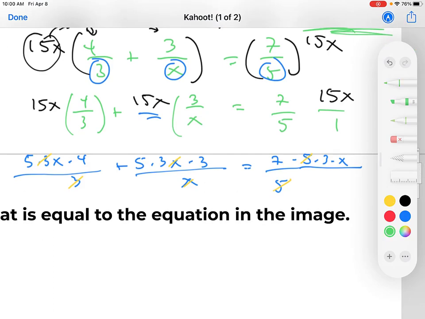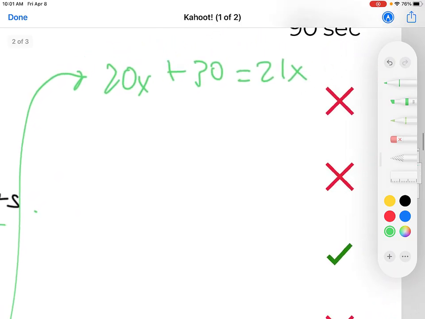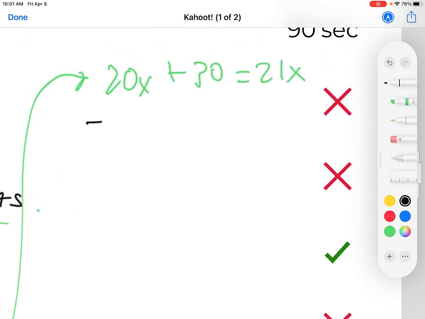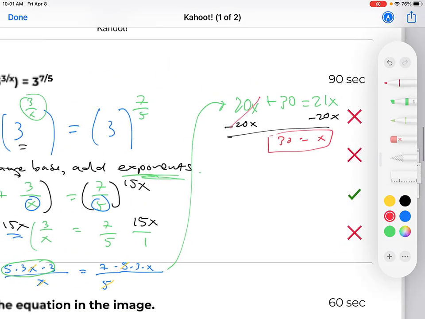You're going to be left with 20x. Right now, space, I'm just going to go up here. 20x, that's 5 times x times 4. And then you multiply all of these, and you're going to get 30. And then you're going to get 21x. And then all we have to do here is just solve, subtract 20x. And you will get 30 equals x. And that is our answer.